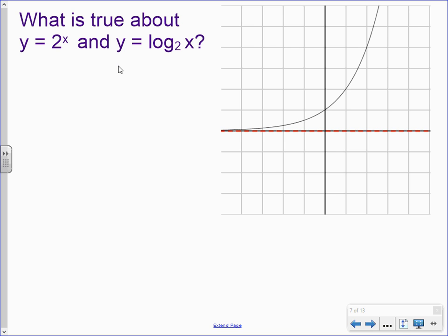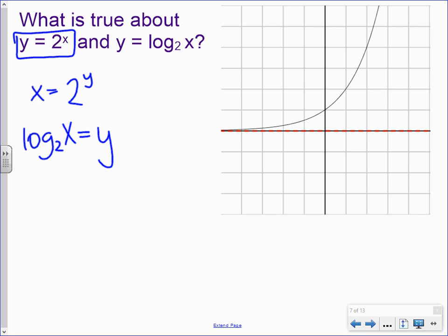All right, pod 4. What relationship? Are they inverses? Dave asked, are they inverses? Okay, well, let's talk about how we find an inverse. If this is our function, how do we find an inverse? Okay, and then we rewrite log base 2 of x equals y. Dave, you are correct. They are inverses of each other.